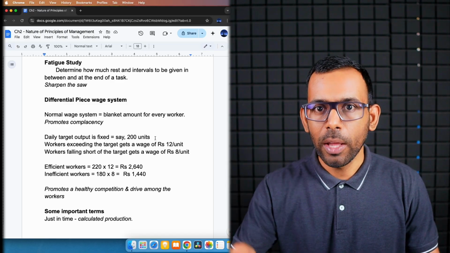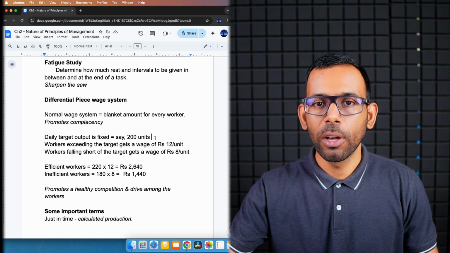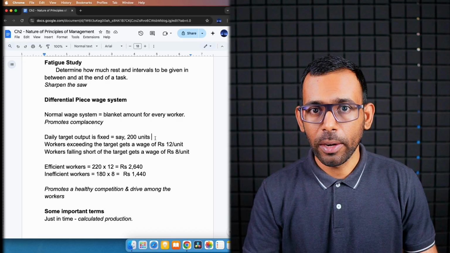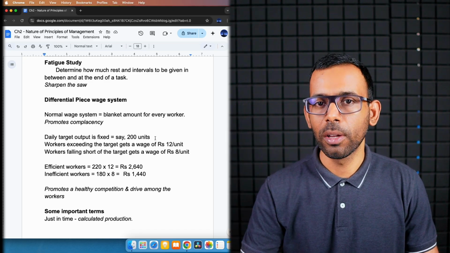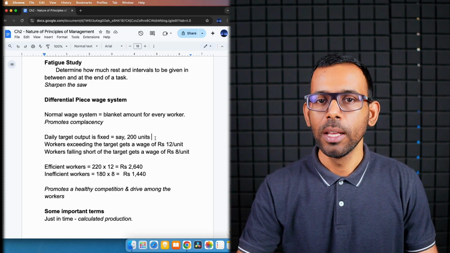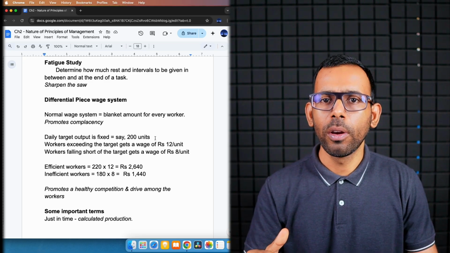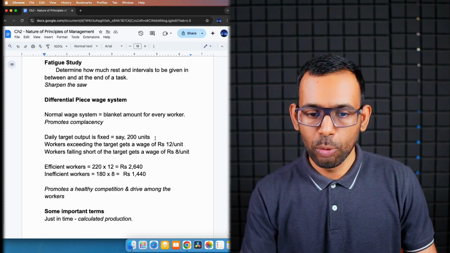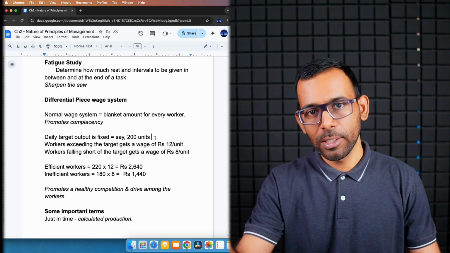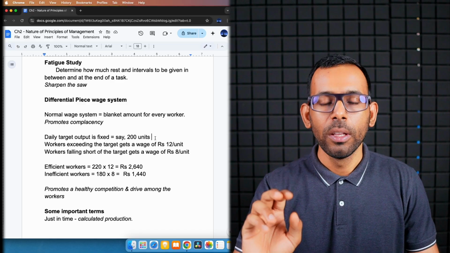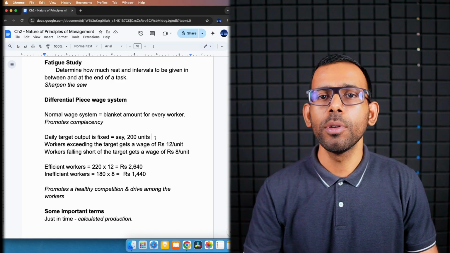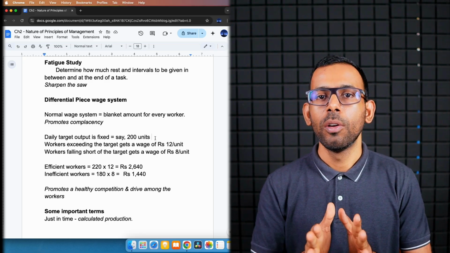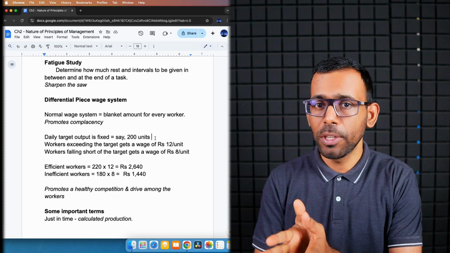Then you will compare the output of each and every worker at the end of the day. Let's say you have 100 workers in your factory. Out of the 100 workers, let's say 80 workers have completed this target of 200. Among these 80, some people have even exceeded the target of 200 units, and the remaining 20 fell short of 200 units. Let's say they produced only 180 or 190 units. Now you will see the workers getting classified into efficient and inefficient.